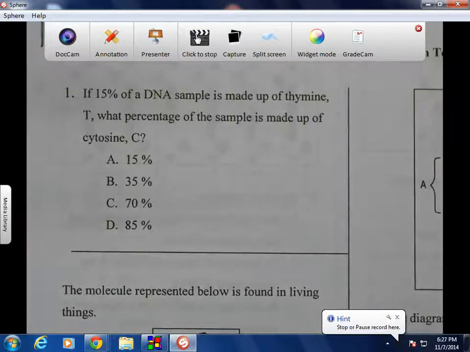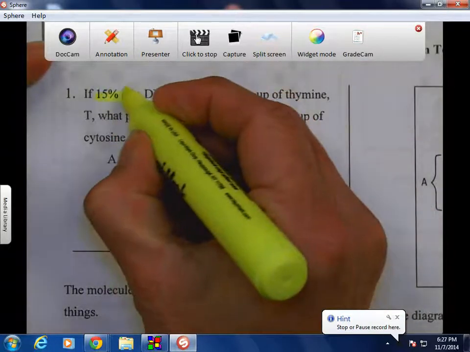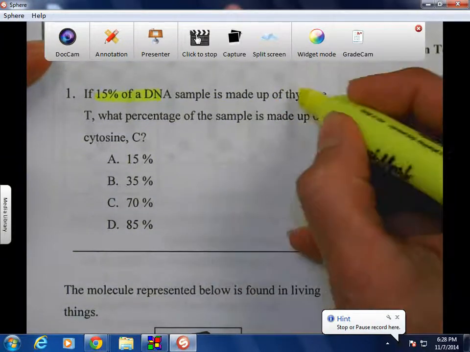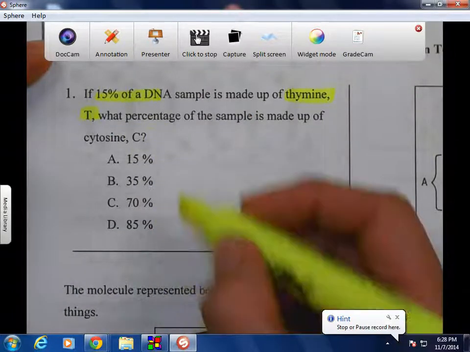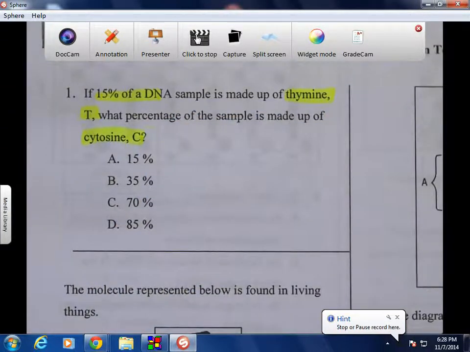Go ahead and look at this first question. The information in the question: 15% of a DNA sample is made up of thymine, represented by T. So 15% is thymine. It's asking what percentage of the sample is made up of cytosine, which is a C. There are a couple things that you need to know.